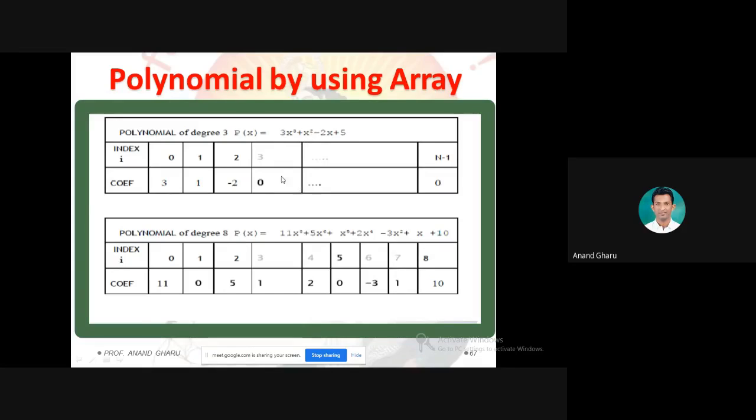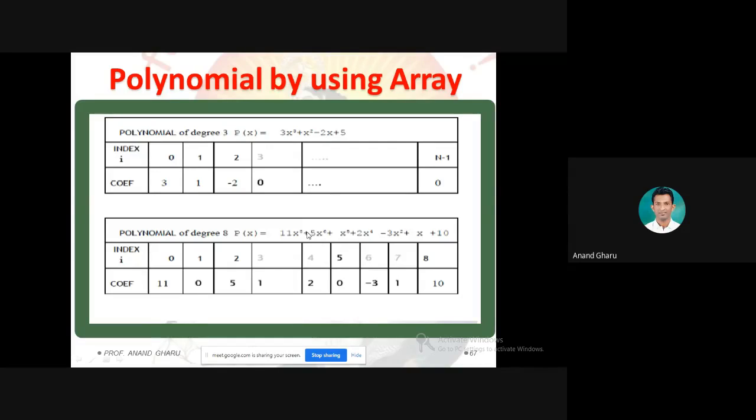The value is 5, so you can write 5 also, because the 5 value is given. Okay, another example. Here the values are not clearly visible, I can understand, but just try to understand the problem. 11x raised to 8 plus 5x raised to 6.